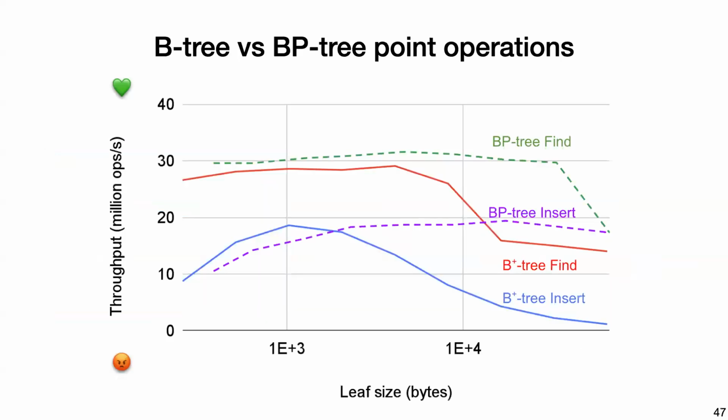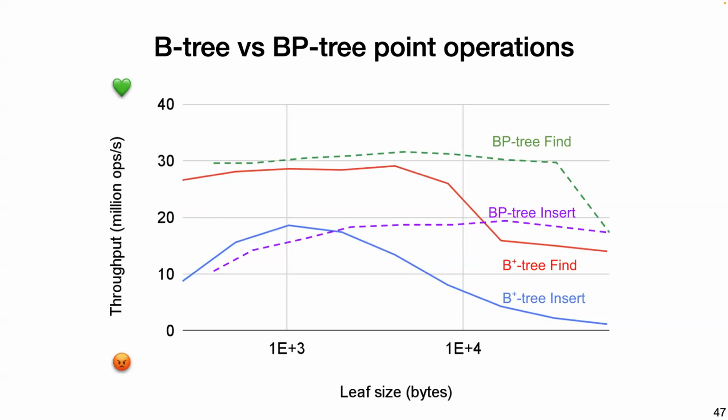Good stuff. Okay, so this is, like I said, some other small micro benchmarks. This is insert and find. The dotted line is the B-tree. Solid line is B plus tree. X-axis is leaf size, y-axis is throughput. And you can see that at the best configuration for B plus tree, it is better. It is similar to the best configuration for B-tree.